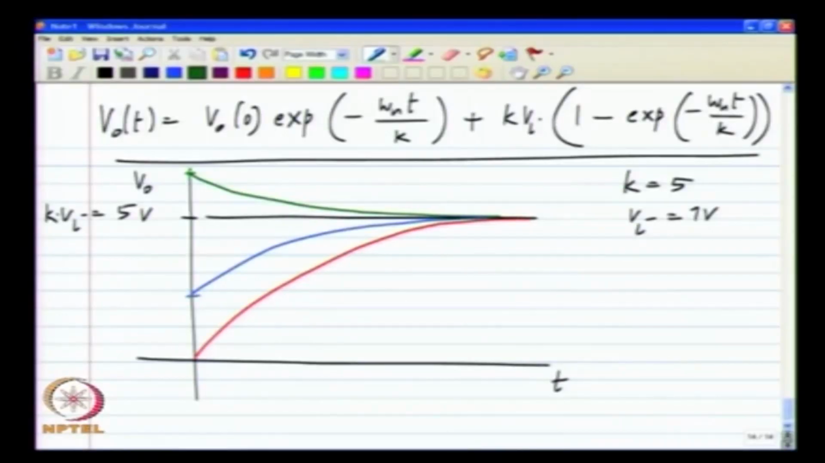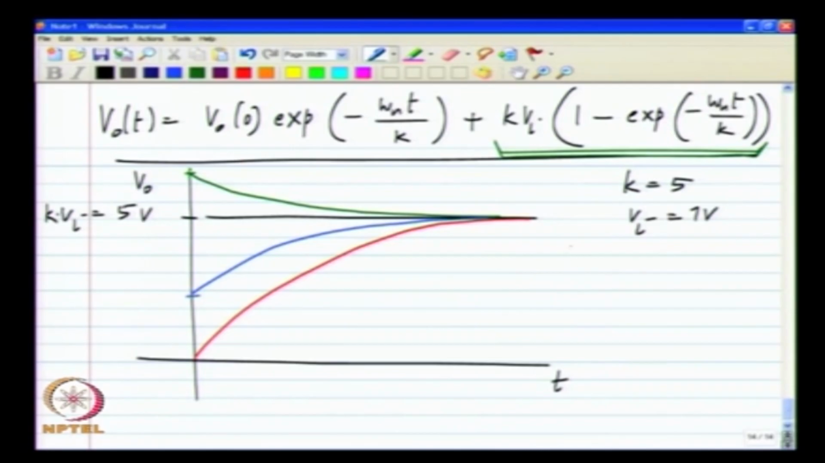Now, exactly how much time does it take to reach 5 volts? First of all, it never reaches 5 volts exactly, because these exponentials never become exactly equal to 0. They will go towards 0, but they will never become exactly equal to 0, but still we can make an estimate of when the output reaches very close to 5 volts. So, let us take a case where the initial condition is 0, only the second part of the expression contributes to the output.